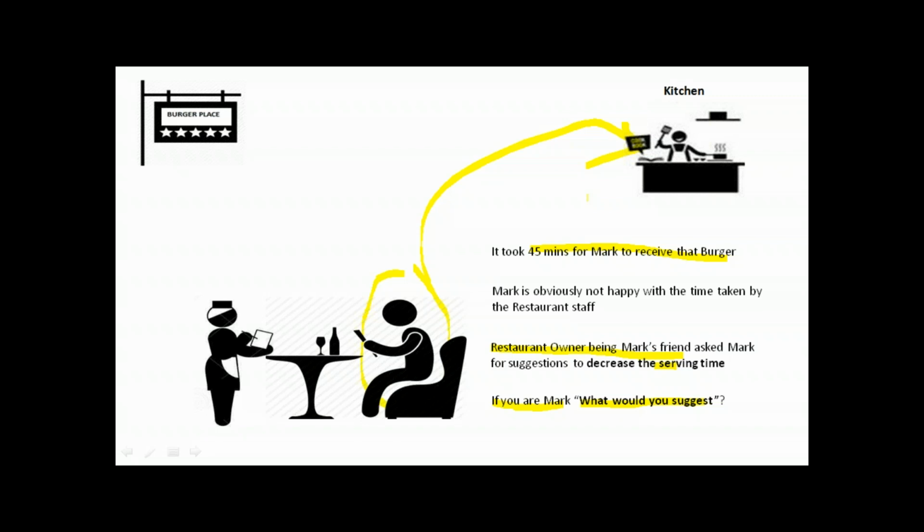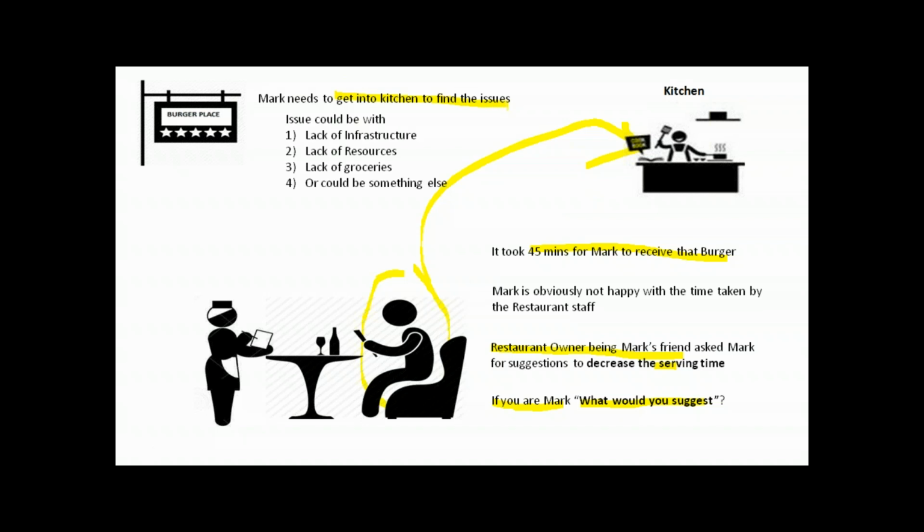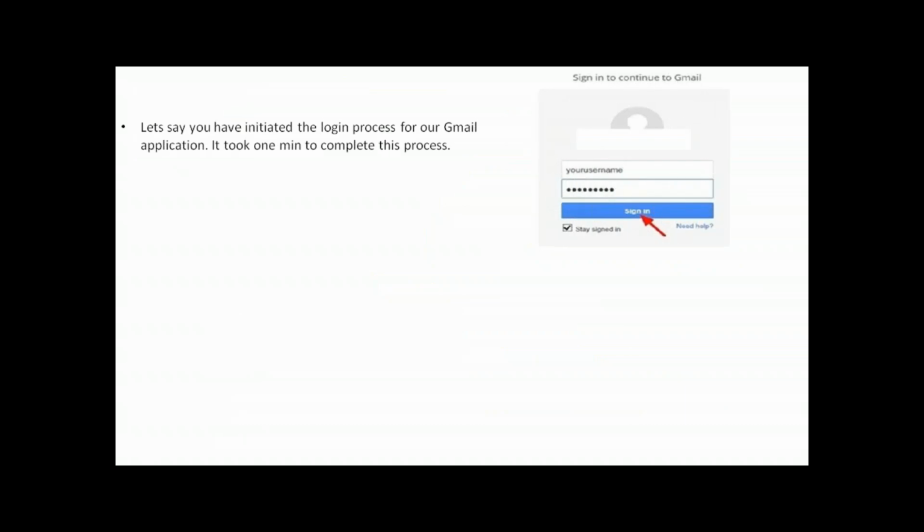You go to McDonald's, you just take the order on the computer and the order directly goes to the kitchen and the burger comes out. This could be lack of software. So it could be a lot of things. Identify, fix it. The very first thing Mark needs to do is get into the kitchen to identify the issues. As I said, lack of infrastructure, resources, groceries, or it could be something else.